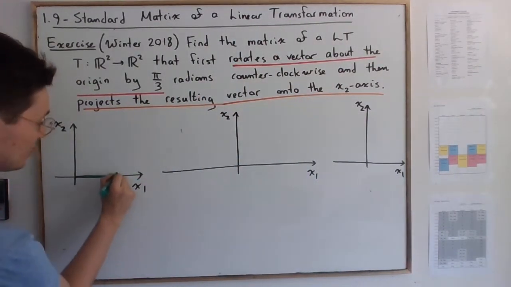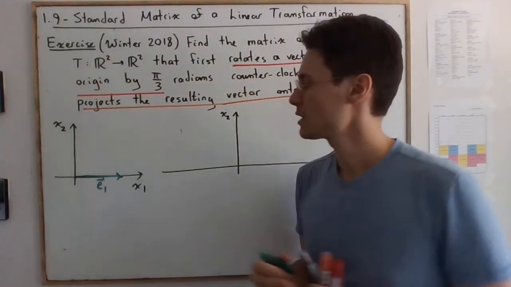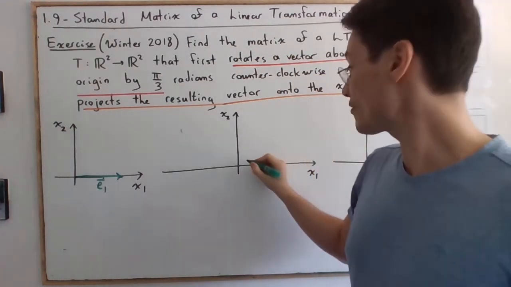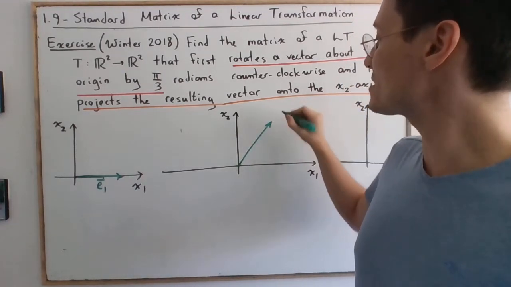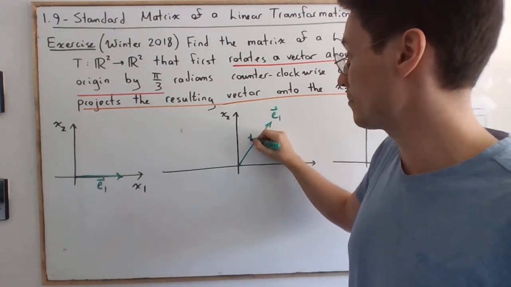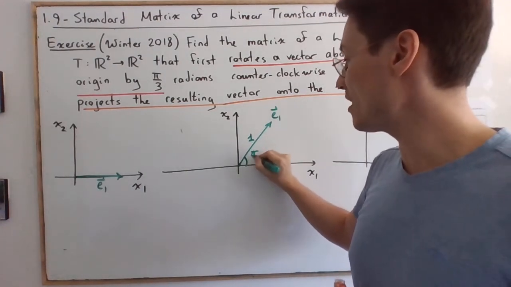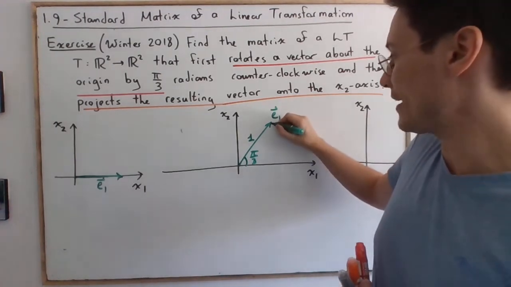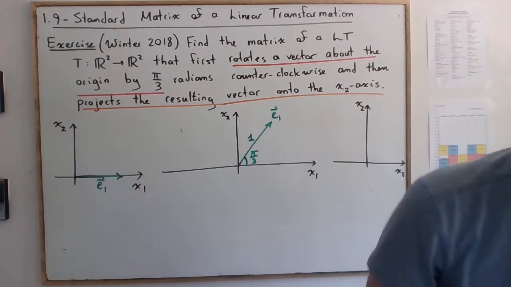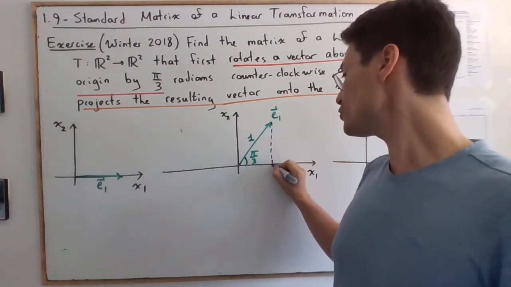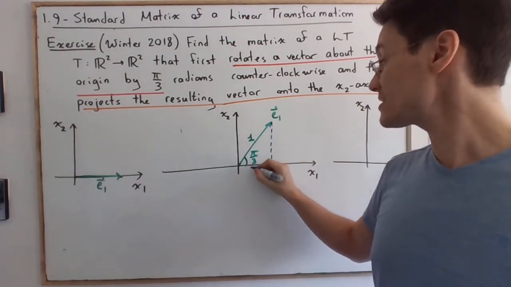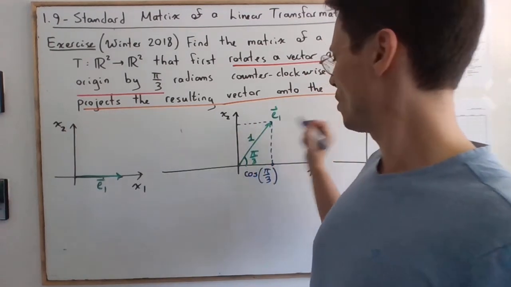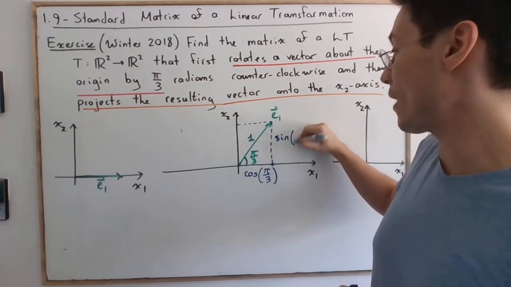Now, as usual, this is the vector E1. What's going on with the vector E1? The first thing we do is rotate it about the origin by pi over 3 radians. So the vector E1 becomes something like this. It has a length of 1, but it makes an angle of pi over 3. What we need to do is find its x coordinate and its y coordinate. Its x coordinate will be the cosine of pi over 3, and the y coordinate will be the sine of pi over 3. I'm going to write it here and you'll see why very soon.